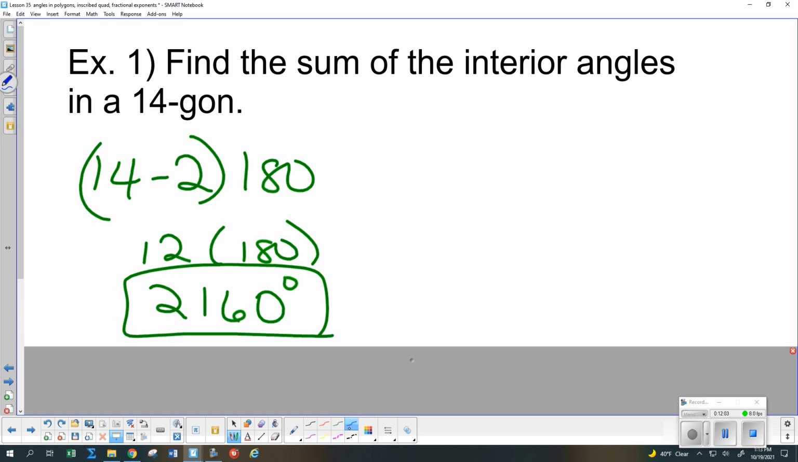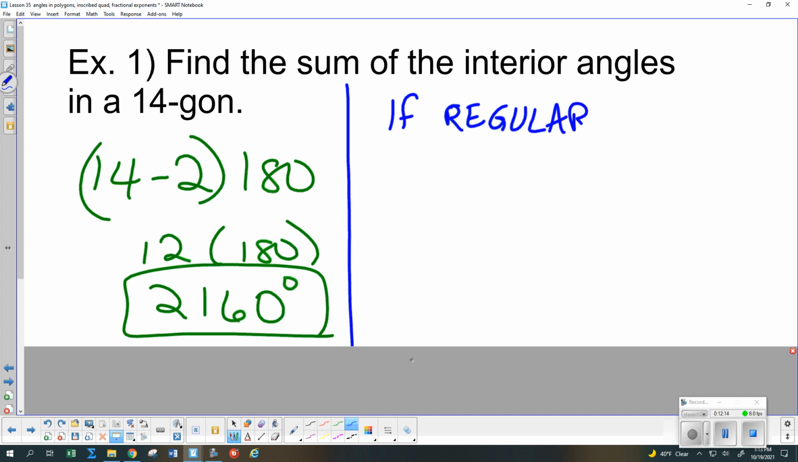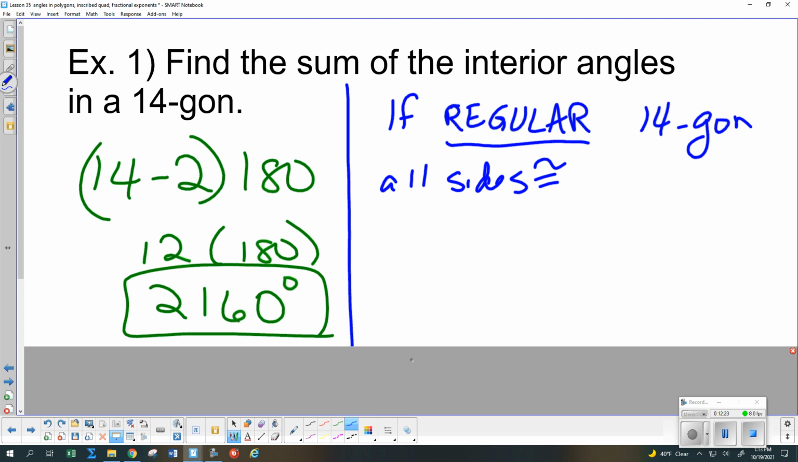Now, let me point out a special case that you'll have a few problems along the way that ask you about. If they say it is a regular 14-gon, that means all the sides are congruent and all 14 of those angles are congruent. So I have 14 that are all the same. And they all add up to 2,160 in this case.